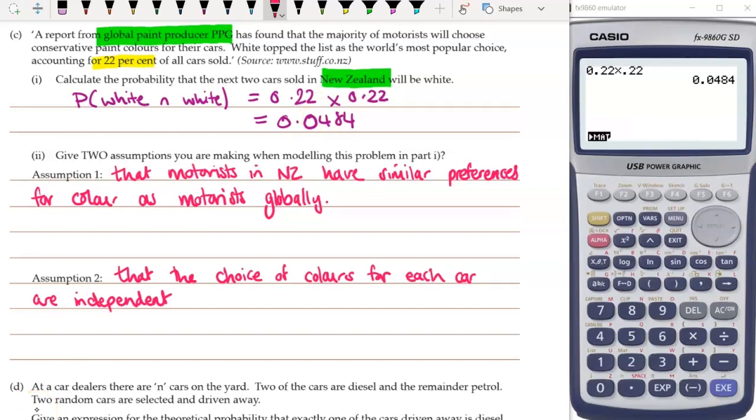Which is to say that if the first car being sold is white, it doesn't change the probability of the second car being white. You could also talk about the distribution of white cars across New Zealand is even and freely accessible to everyone everywhere in the country. And you can also talk about the fact that the proportion of white cars availability needs to stay the same for both of the cars to be picked as white.